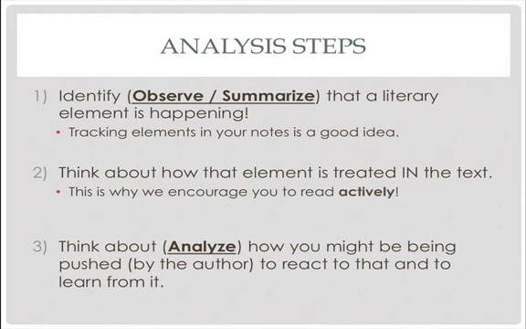And then finally, step three is we have to think about or analyze how we might be being pushed by the author to react to that literary term and how we are supposed to learn from it. This is the stuff that is not revealed literally in a text. When Forrest Gump doesn't really change, the author at the end doesn't tell us what we were supposed to have gotten out of it. We have to think about it.